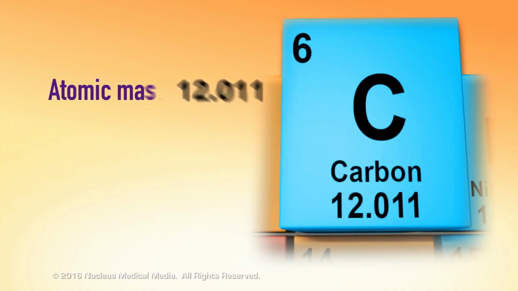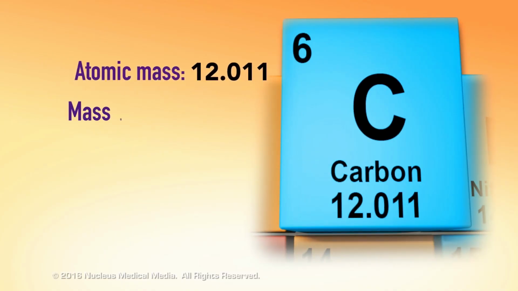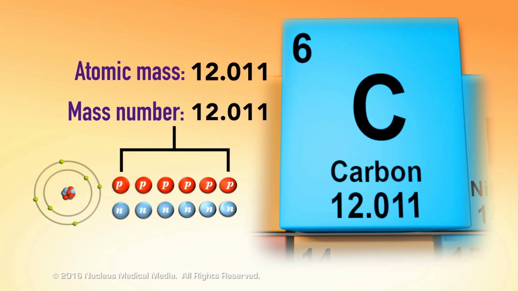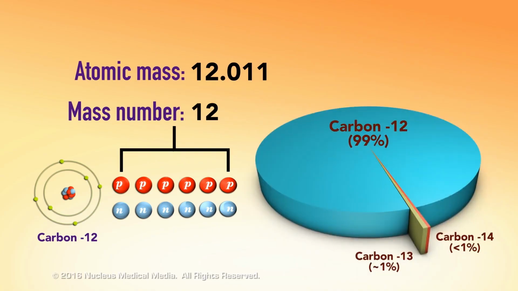Notice that the atomic mass isn't the same as mass number, which is simply the total number of protons and neutrons in the nucleus of a particular isotope. However, you can determine the mass number of an element's most common isotope by rounding its atomic mass up or down to the nearest whole number. You can do this because the most common isotope has the most influence on the atomic mass.